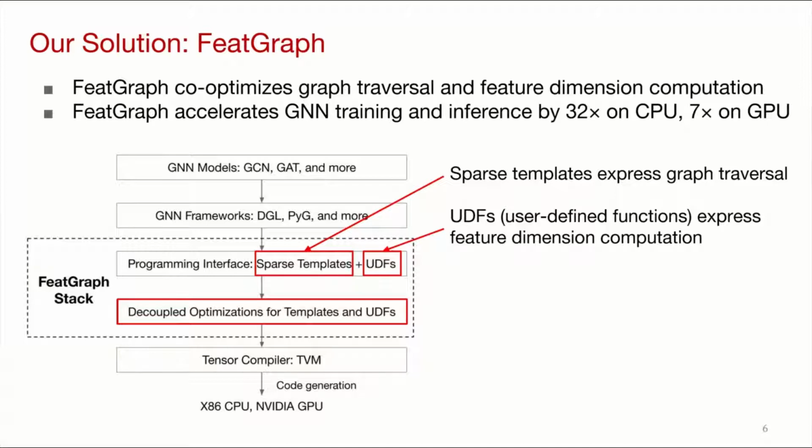After performing optimizations for both the sparse templates and the UDFs, FeatGraph uses TVM to generate kernel code for both CPU and GPU. TVM is a deep learning compiler. It handles dense workloads. FeatGraph extends TVM to support the sparse patterns of GNN workloads. In the next few slides, I will first talk about the programming interface of FeatGraph, specifically how to map graph computation to sparse kernels. Then I will talk about the optimization techniques.